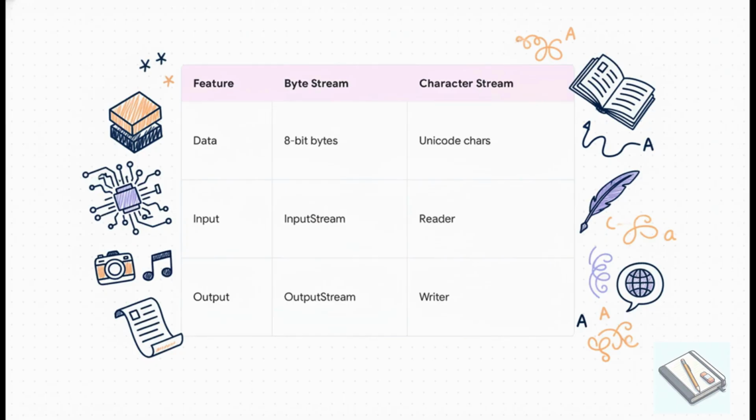On the flip side, we have character streams. These are explicitly designed for handling Unicode characters. Reading a text file, parsing some JSON, dealing with internationalized strings, you use a character stream. And conveniently enough, these classes usually end in Reader or Writer. It's actually a beautifully logical separation once you see it laid out.